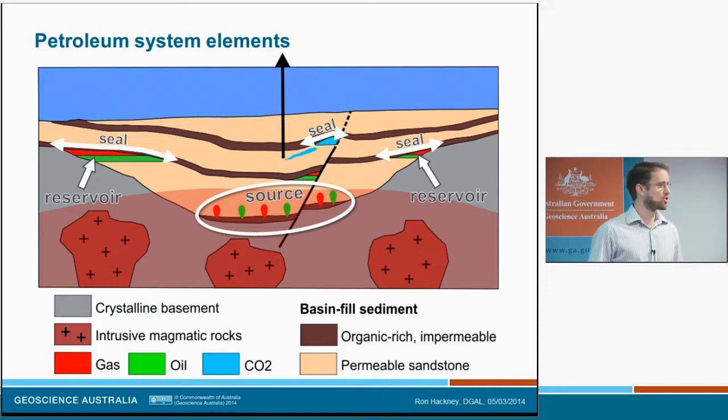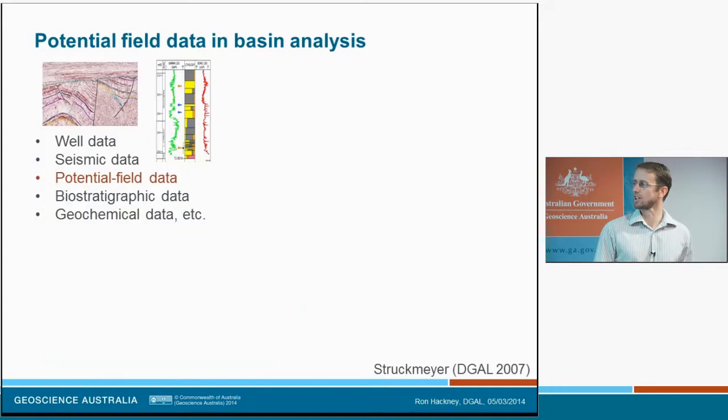And if we think of these petroleum systems in a basin analysis framework, and this is a slide stolen from an earlier DGAL from a few years ago from Heike Struckmeyer, we think about where does this all fit together in a basin analysis sort of framework. And when we're looking at basins, obviously what we want to do is first collect all of our data, and there's the potential field data, the gravity and magnetic data, sitting in there in amongst the seismic and well data and all the other sorts of data.